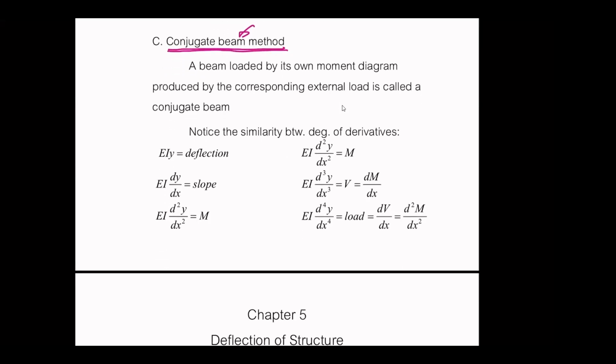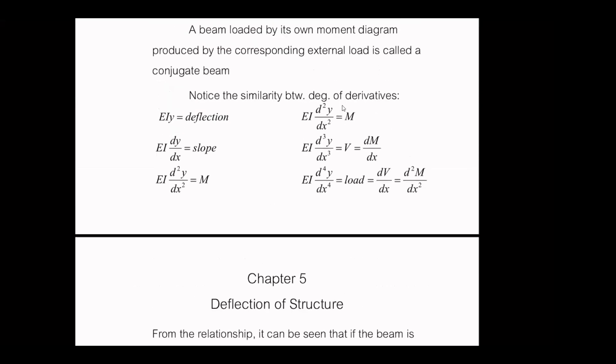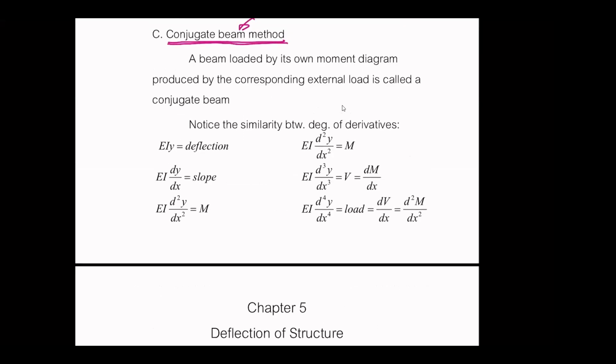But you should know that this method of conjugate beam is amazing, but it's a variation of the momentary method. Okay, if you have this from double integration, right? EIY is equal to deflection. You differentiate this, you get the slope, and then you differentiate it again, you get the moment. So when you do it from here, if this is equal to moment, you differentiate it once, you get a shear, and then twice you get the load.